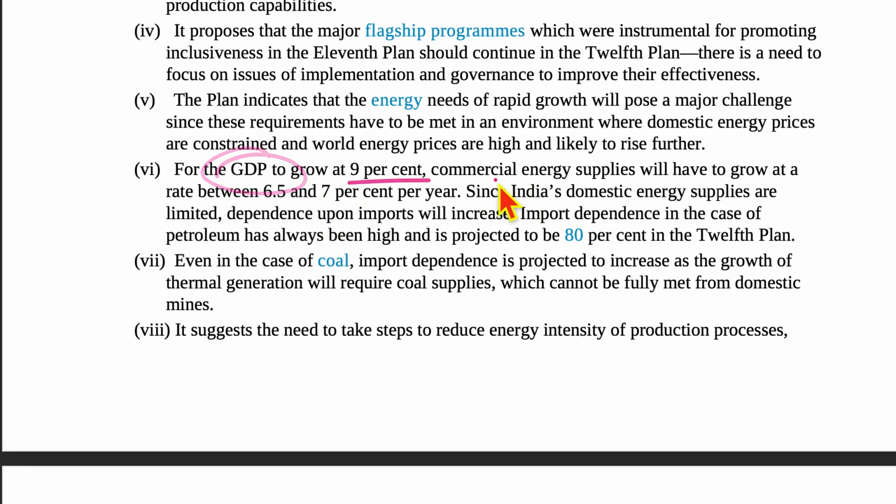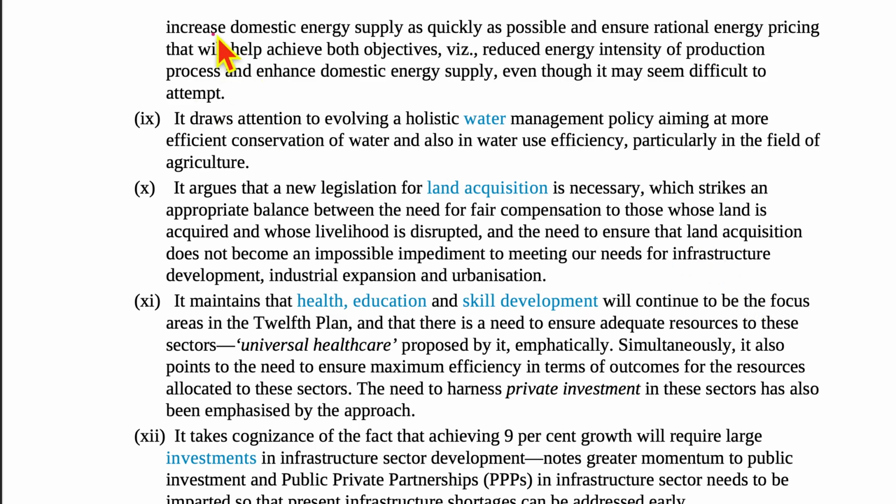For GDP to grow at 9%, commercial energy supplies will have to grow at a rate between 6.5 to 7% per year. Since India's domestic energy supplies are limited, dependence upon imports will increase. Import dependence in case of petroleum has always been high and is projected to be 80% in the 12th plan. Even in case of coal, import dependency is projected to increase, as growth of thermal generation will require coal supplies which cannot be fully met from domestic mines. It suggested the need to take steps to reduce energy intensity of the production processes, increase domestic energy supply as quickly as possible, and ensure rational energy pricing that will help achieve both objectives, that is, reduce energy intensity of the production process and enhance domestic energy supply, even though it may seem difficult to attempt.